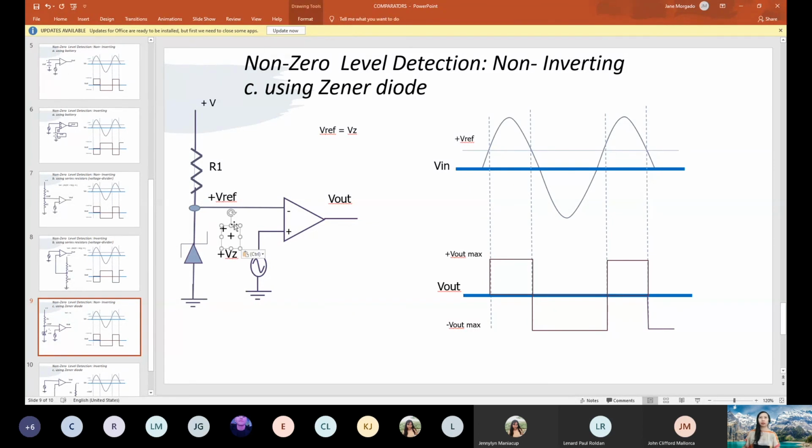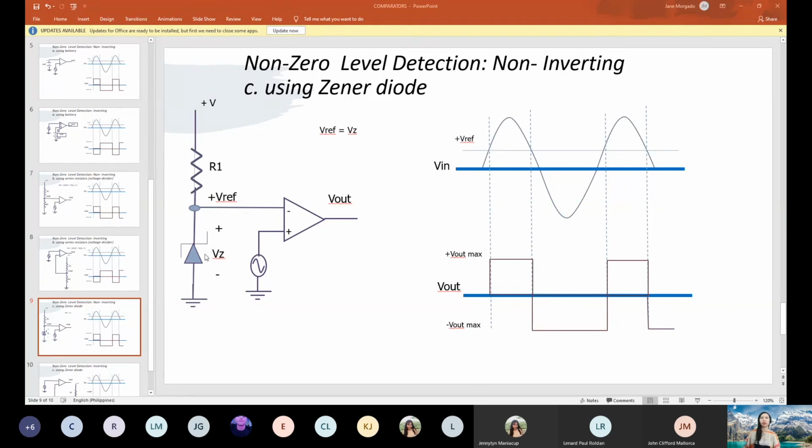Again, if a Zener is connected in reverse bias, it exhibits a Zener voltage, wherein the cathode side becomes positive and the anode side becomes negative. But if the Zener diode is connected in forward bias configuration, it's like an ordinary diode, wherein the voltage across the diode is equal to, what is the voltage across an ordinary rectifier diode? 0.7. So if it is in forward bias, the voltage across the Zener is 0.7.